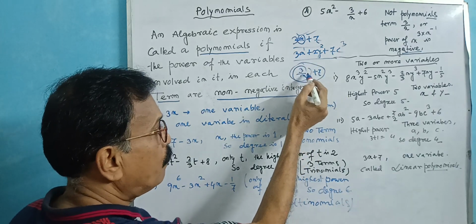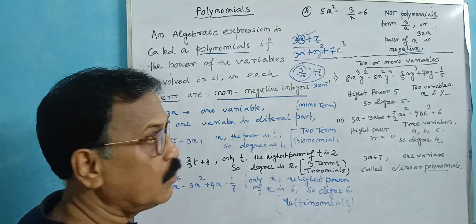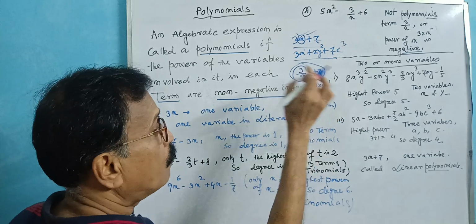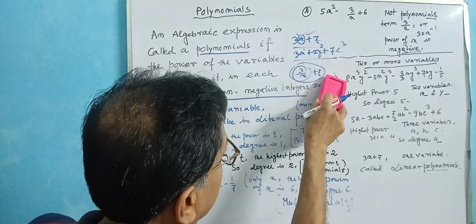Why? The power of x is in 3 by x. That means actually 3 into x to the power minus 1, you know, in case of exponent. So the power of x is negative. So it's not a polynomial. So which one is polynomial? Is it clear to you?